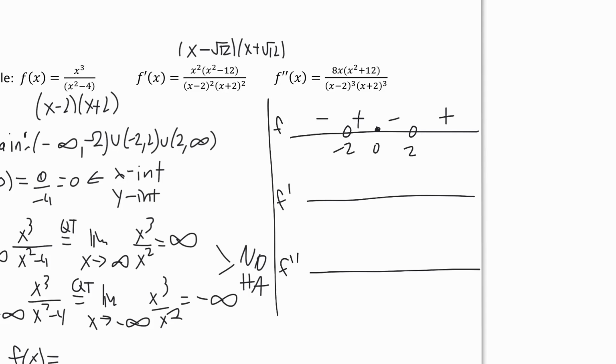For f prime, we've got it 0 at 0. That's going to be even. We've got it undefined at 2 and negative 2. Those are also even. And then we've got more zeros at root 12 and negative root 12, which is a little bit more than 2. So we've got those as well. So we pick a number bigger than root 12, again, say 10. We're going to get positive. So positive, negative, negative, negative, negative, positive, which means the graph is increasing, decreasing, decreasing, decreasing, decreasing, increasing.